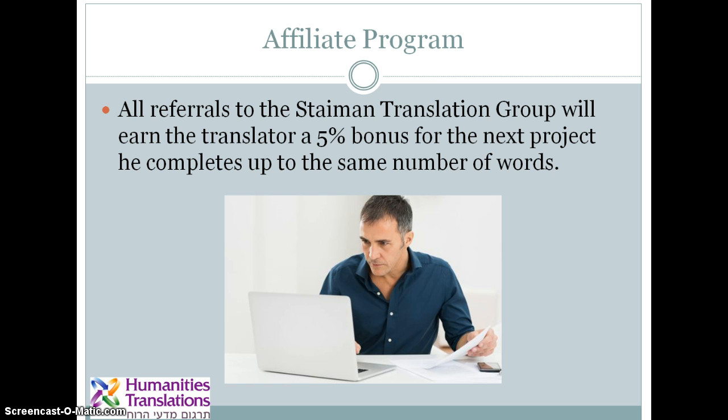We have a new exciting affiliate program which rewards you for bringing new work into Humanities Translations. Often you may be busy with a certain project and not have time for another project that comes to you. So if you feel it is appropriate for the Staiman Translation Group, we will accept the project, and the next time that you complete a project for us, your next project, you will receive a 5% bonus for up to the same number of words of the referral project that you sent to us. Just an easy way to make a little bit of extra money on the side.